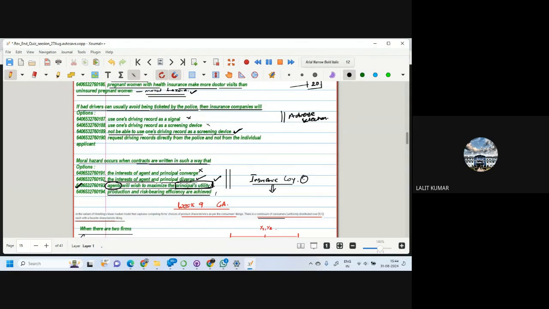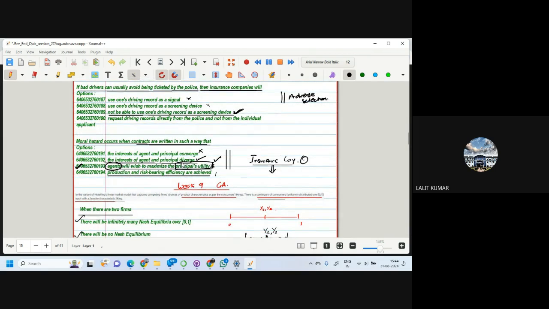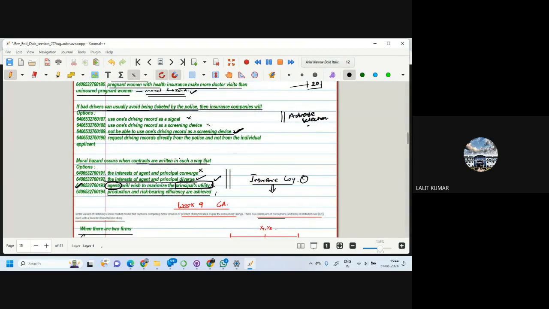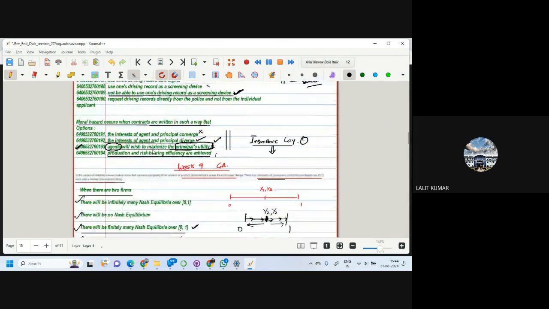If bad drivers can usually avoid being ticketed by the police, then insurance agencies will... So without using any concept of the lectures, it is a logic question. They will not be able to use one's driving record as a screening device if they don't have access. And it is a case of adverse selection.